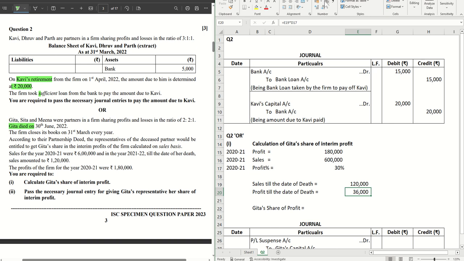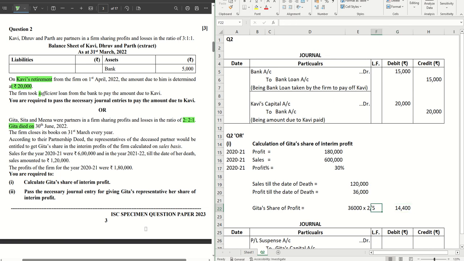Okay, now we have to calculate Geeta's share of profit. So Geeta's share in the firm is 2/5, as you can see here, 2/5. So that will be 36,000 into 2/5, right? So that gives us 14,400 as Geeta's share of profit.